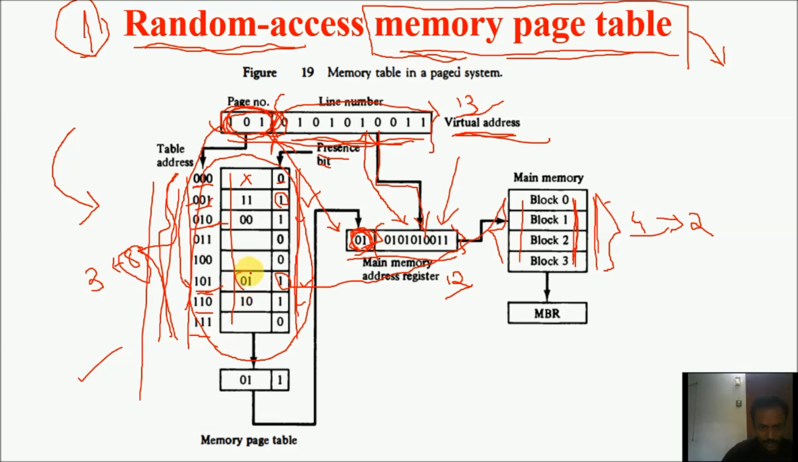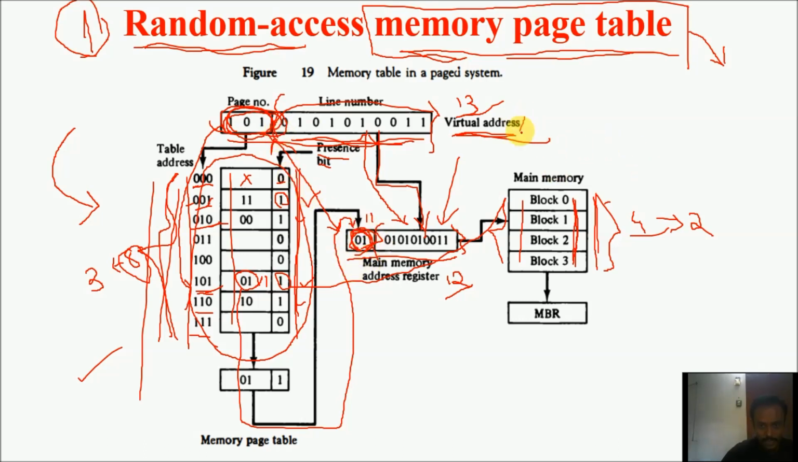So in this table we can check this page is present in the first block, so obviously this value will be copied by this line and it will be copied here. Suppose its value is 1 1, then what will happen? The 1 1 will be copied here. If it is 0 1, 0 1 will be copied here.